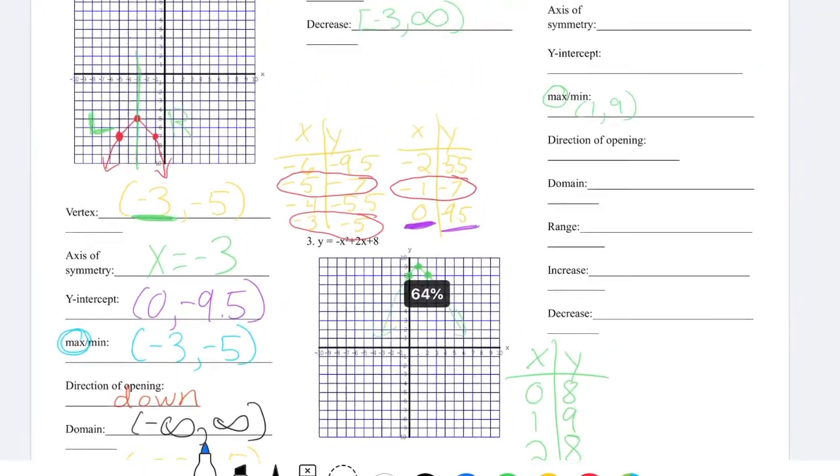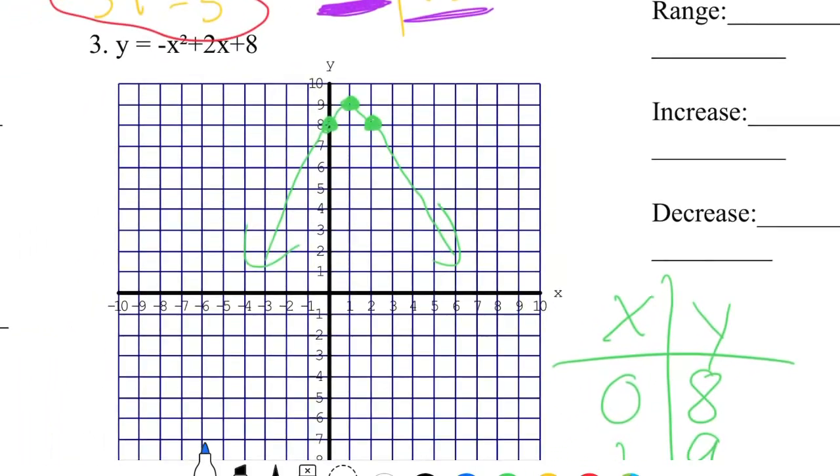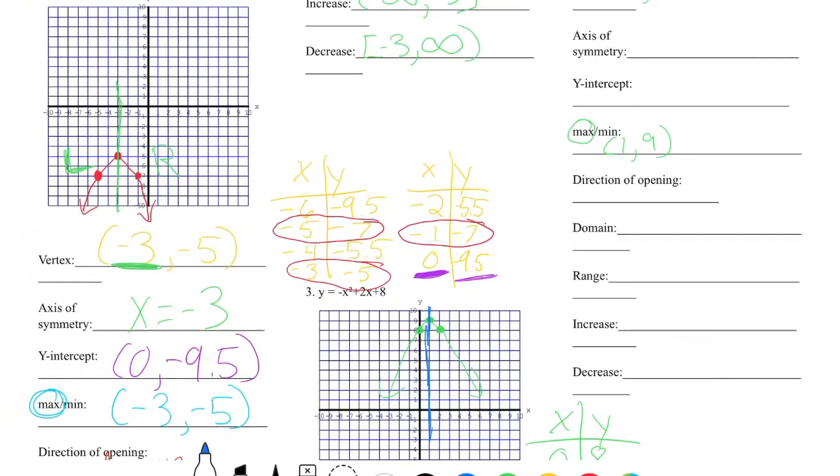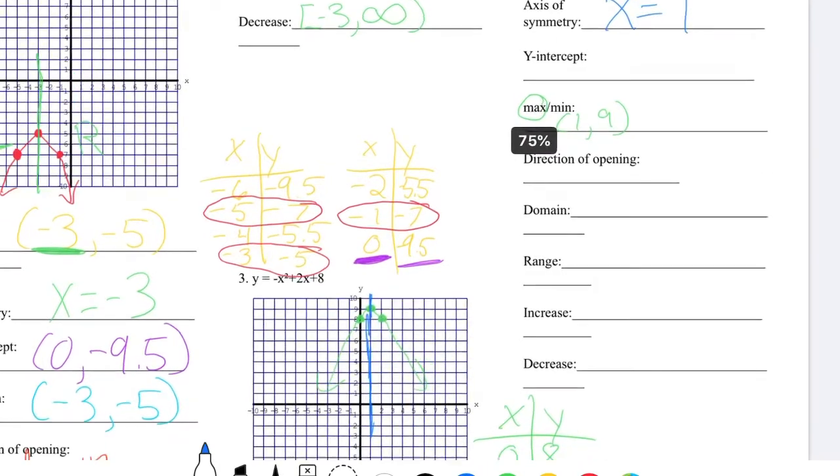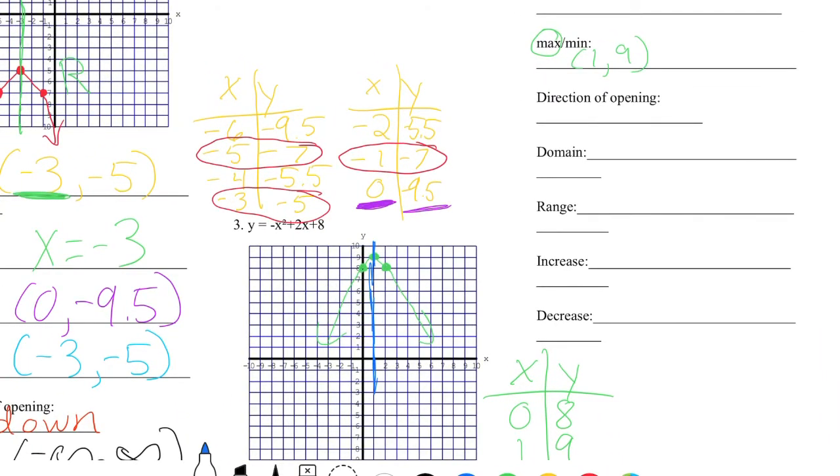The next thing on my questions for number 3 is axis of symmetry. I draw a vertical line through my vertex. My x values are always going to be 1 on that line. So we're going to have x equals 1. That also is matching the x value of your vertex. Then your y-intercept, you already got on that table that I created at the bottom, because your x value is 0. So you have 0, 8. Direction of opening is opening down.